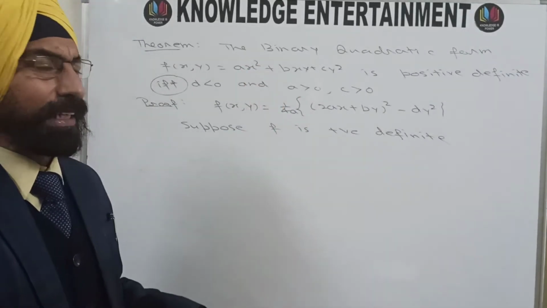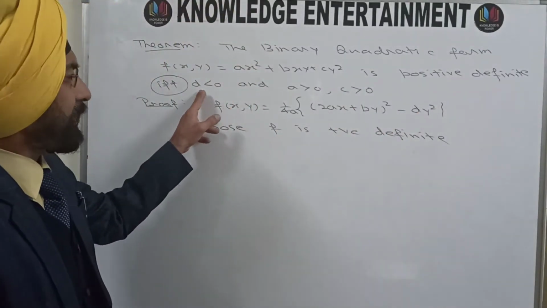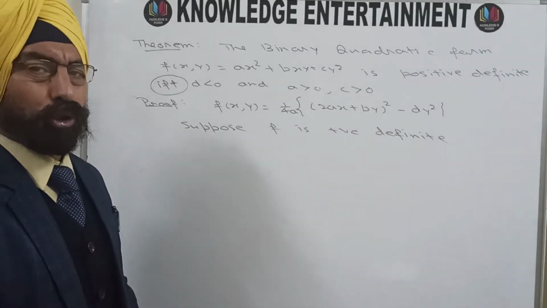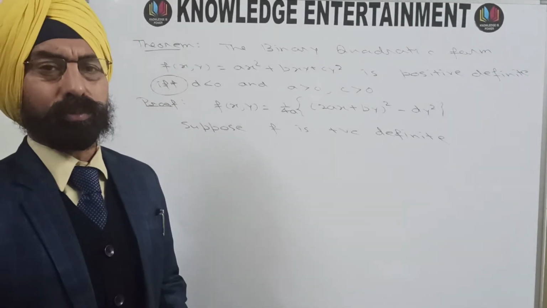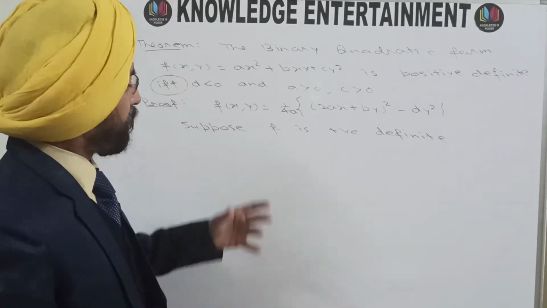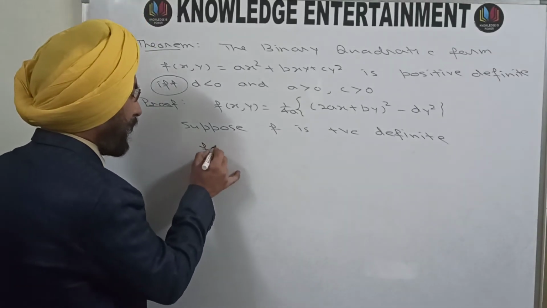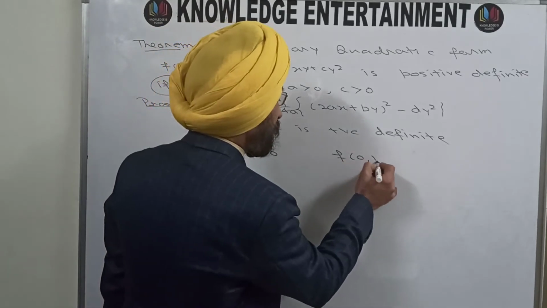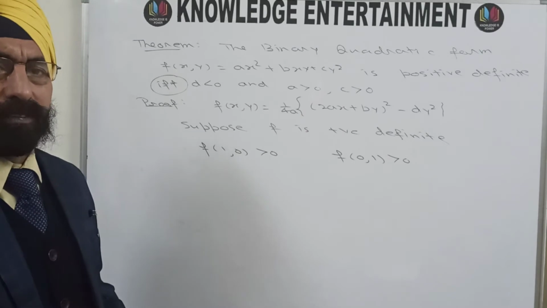So first I am proving the direct part. I have taken that f is positive definite, and I will prove that d is less than 0, a is greater than 0, and c is greater than 0. Now f is positive definite, that means every value that is being assumed by this binary quadratic form is positive. So f(1,0) will be positive, f(0,1) will also be positive. In fact, every value is positive because it is a positive definite form we have supposed.